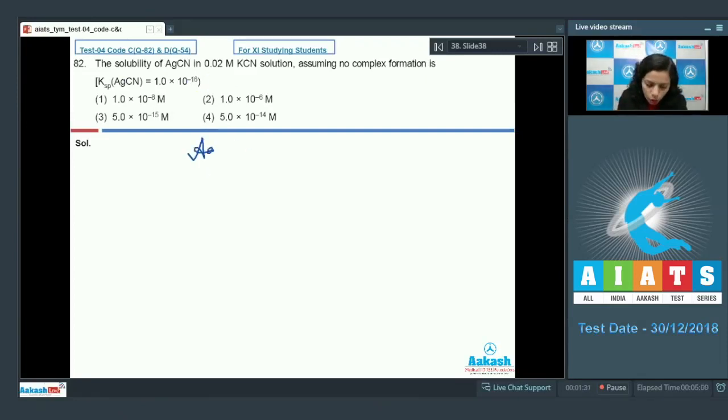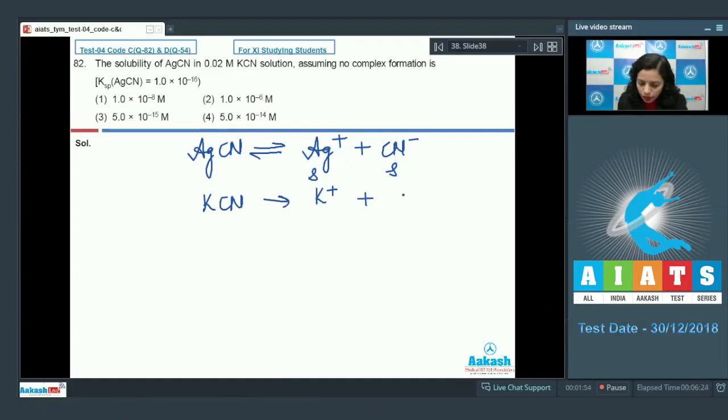So if we talk about this AgCN, this is silver cyanide, in solution it dissociates into ions in this way, and let's assume the solubility is S for these ions. Similarly, KCN is also present there. That's a strong electrolyte. It gets dissociated into ions.